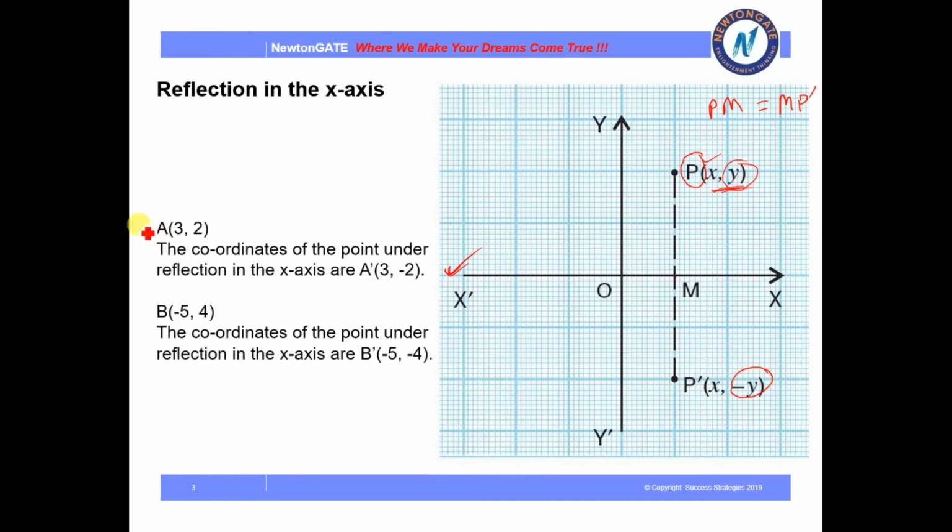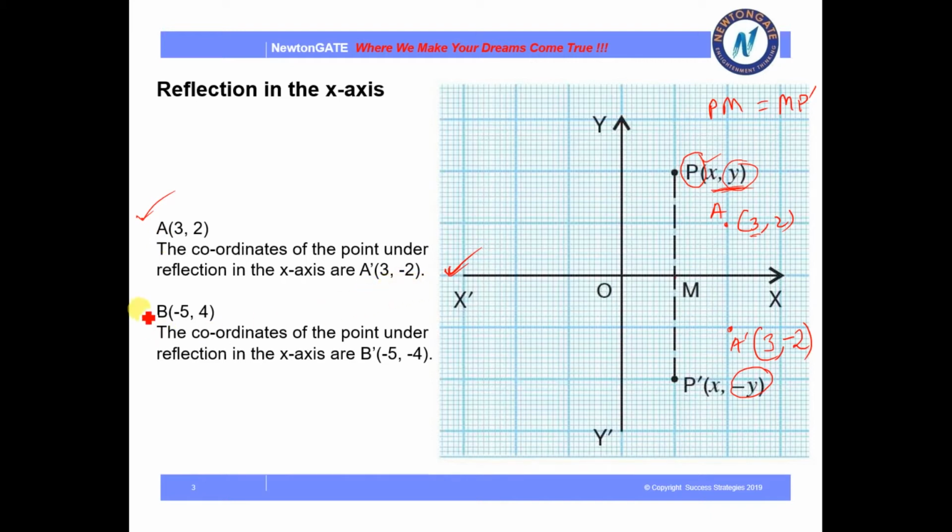So let's say we have a point 3, 2. Suppose we have a point here, 3, 2. Let's say this point is A. What did I say? The abscissa will remain the same, so 3 will remain the same. A dash, if I take this point as A dash, will be 3, and the ordinate will become its negative, so minus 2. I hope I'm clear. So if A is 3, 2, the point after reflection becomes 3, minus 2.